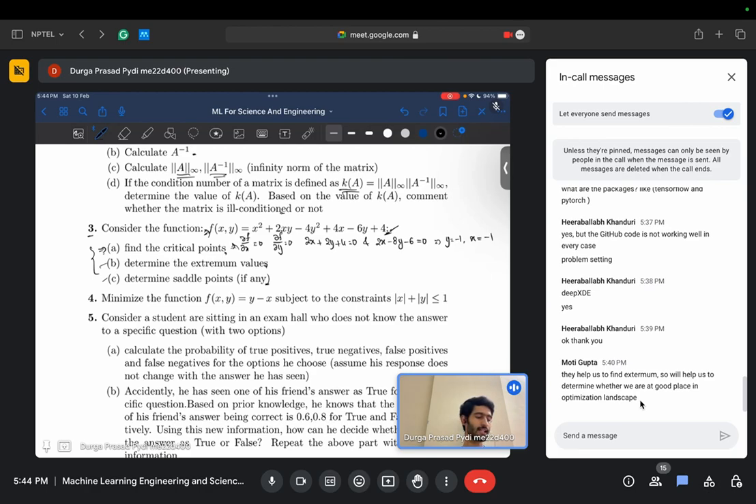So do we have any saddle points here? It's okay. What are saddle points? You have either a min, max, or you have something called a saddle point. So what are saddle points?